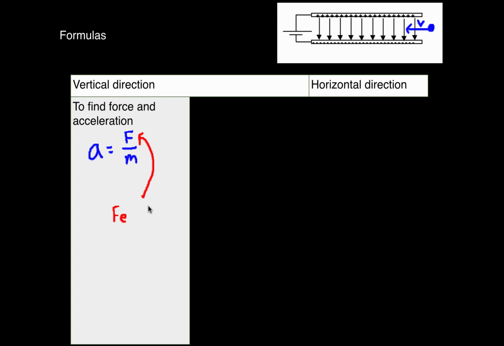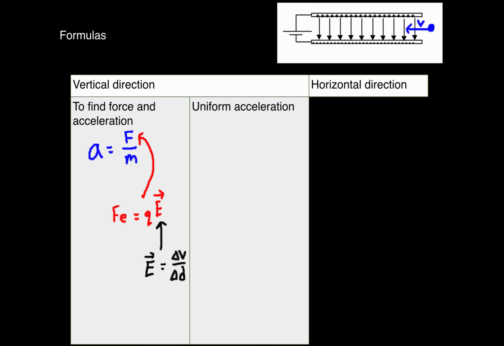And the electrostatic force can be calculated using the charge of the particle multiplied by the magnitude of the electric field between the plates. The electric field between the plates can be found using the parallel plate formula, which is the change in voltage divided by the plate separation distance. Once you have the acceleration, you can use the 5 uniform acceleration equations to calculate other quantities. a equals vf minus vi over t. d equals vi t plus 1/2 a t squared.